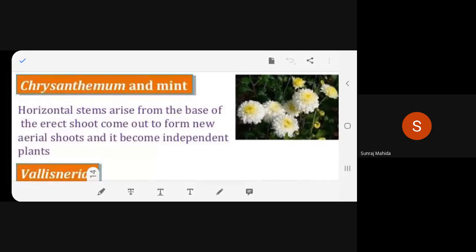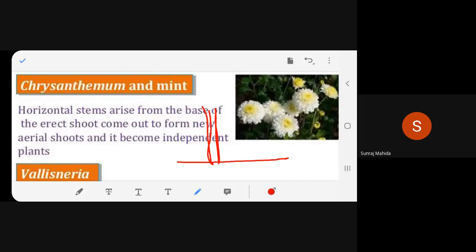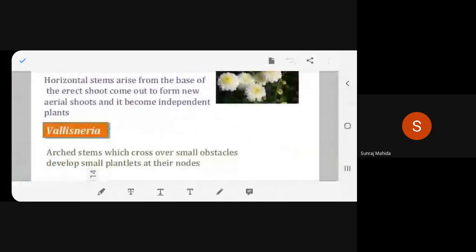Now, erect shoot. This is the erect shoot stem. Then from this erect shoot, a horizontal stem comes out like this. And then if I cut it this much, this becomes a new plant. You got it? This you get in Pudina, mint, and chrysanthemum. Now we come to Vallisneria.